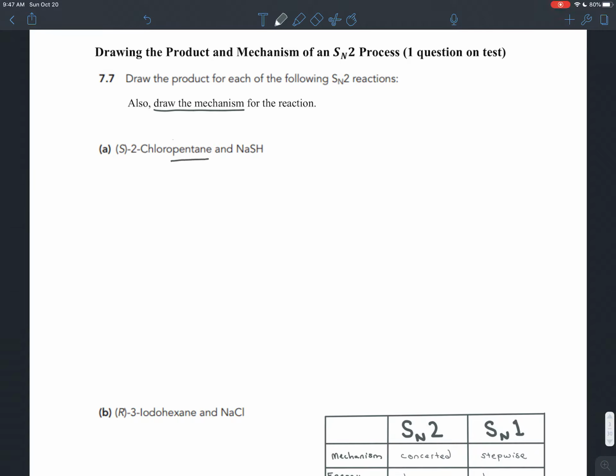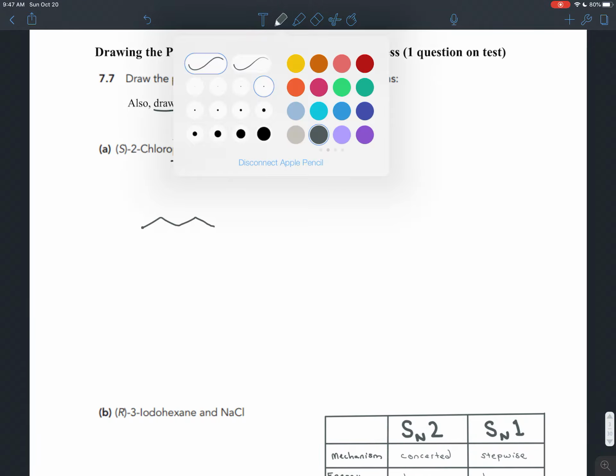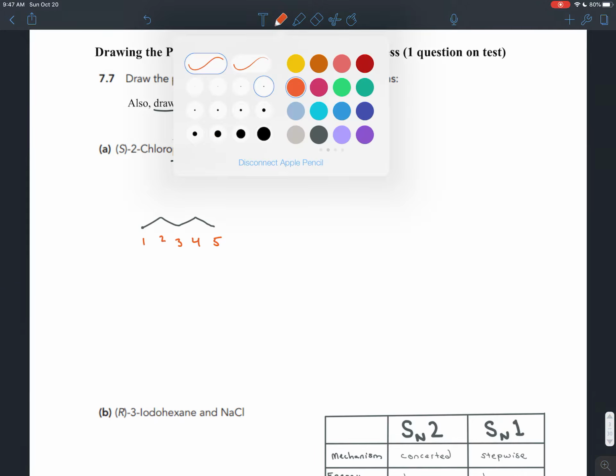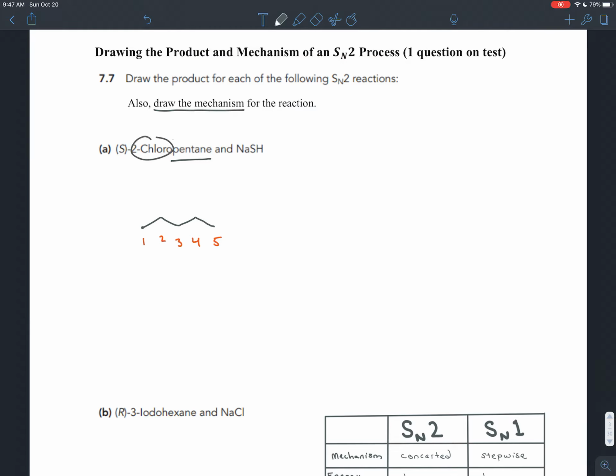The backbone is pentane. The prefix is pent, so that means we have 5 carbons: 1, 2, 3, 4, 5. Now I'm drawing the molecule, so I could number it however I like. I'm going to number it left to right. On carbon number 2, we will have a chlorine.